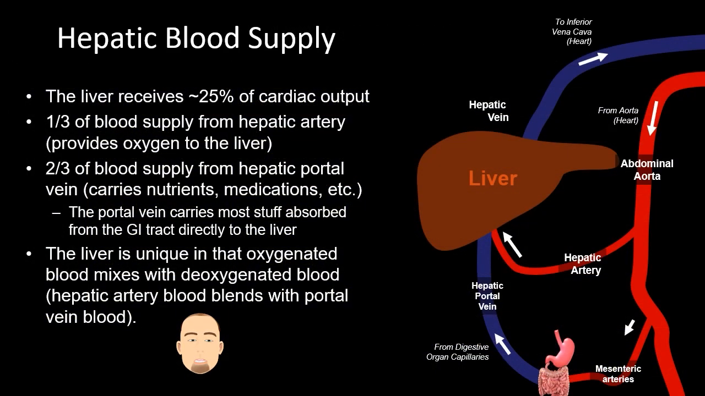The liver receives a lot of blood, approximately 25% of cardiac output. Interestingly, and something that's quite unique, is that the liver receives oxygenated blood from the hepatic artery, but also deoxygenated blood from the portal vein. The blood from these two vessels mixes inside the liver, the oxygen being important for metabolism and cell survival, the portal vein being important for carrying nutrients and most things that we ingest that get absorbed.